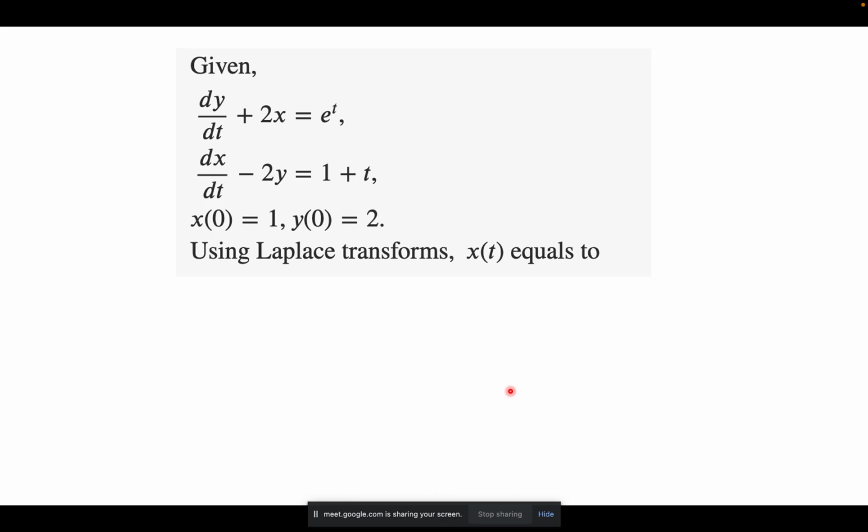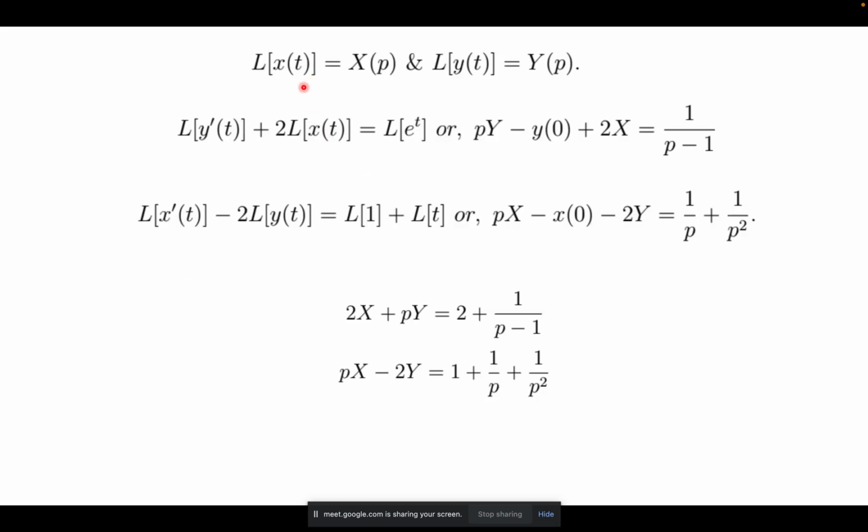So here, first of all, you are given two equations, right? These are mixed equations: in the derivative with respect to y, that equation also has x, and similarly in the derivative of x you have y. The simple way to solve this problem is to first suppose the Laplace transform of x of t is equal to capital X of p, and similarly the Laplace transform of y of t is equal to capital Y of p.